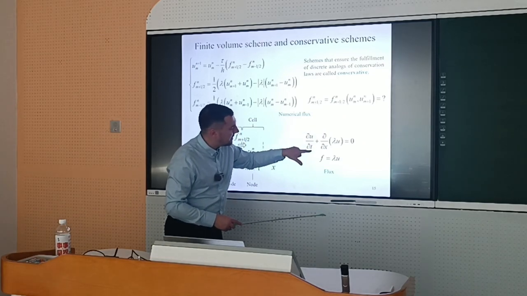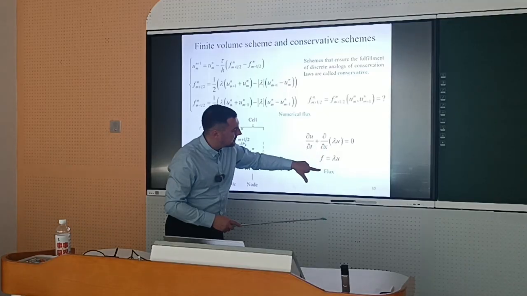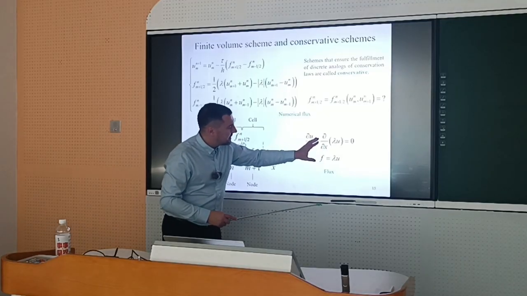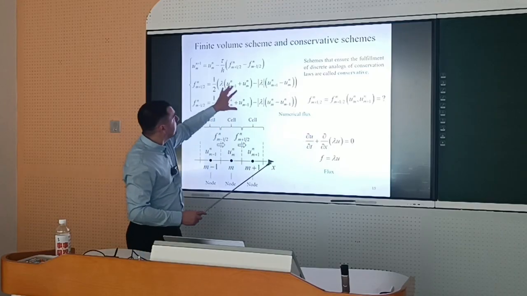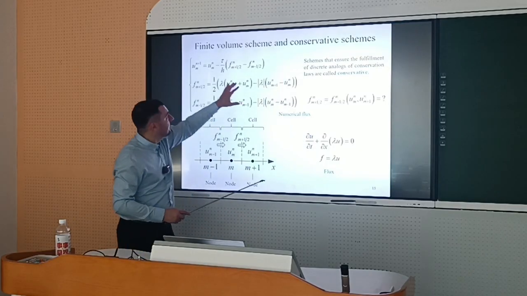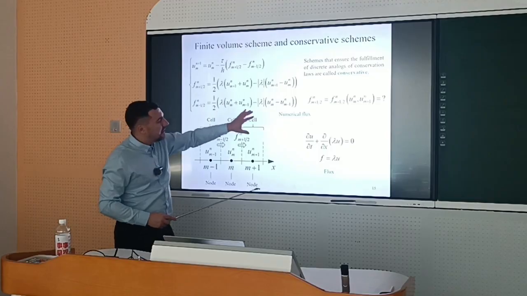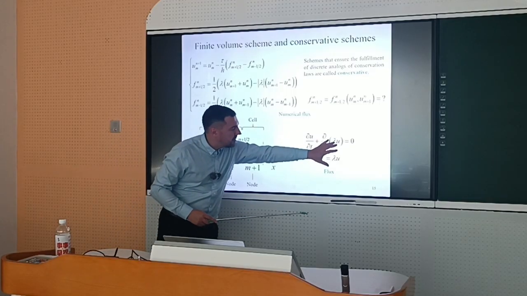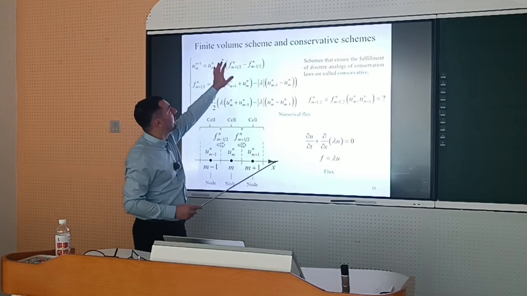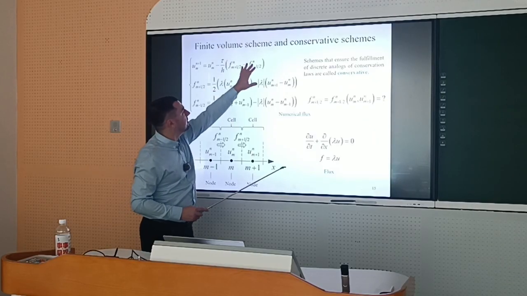du over dt plus df over dx equals 0. And then we say that, okay, we will approximate time derivative du over dt using an explicit scheme. And we will approximate the term with fluxes somehow. We do not know how. So we use this approximation.